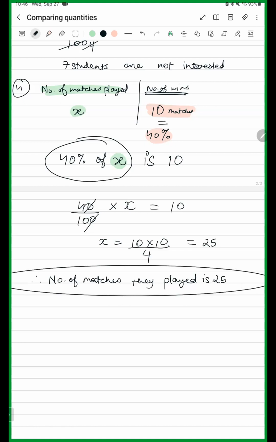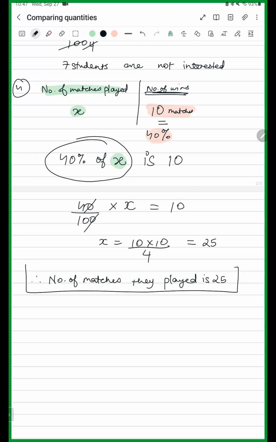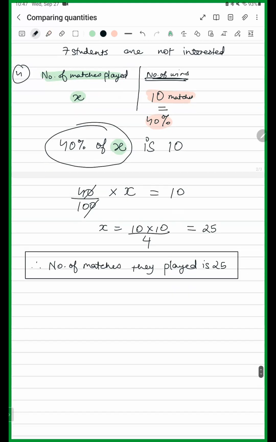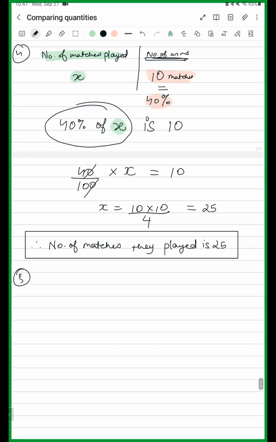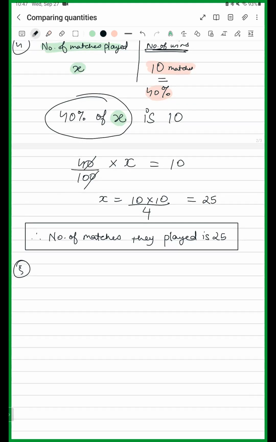Oops, it's supposed to be a box. If Shamili had 600 rupees left after spending 75% of her money, how much did she have in the beginning? They're saying 75% of her money.